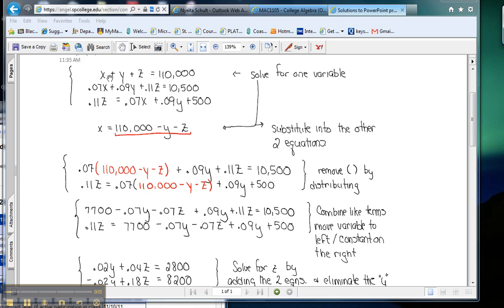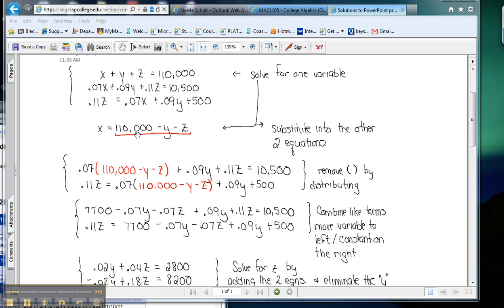Now the top equation happens to be the easiest one to solve for one of the variables. I just happened to choose to solve for x. I could have just as easily solved for y or z. So I picked x. Once you've picked that equation and solved for the variable, you're going to substitute that back into the other 2 equations.